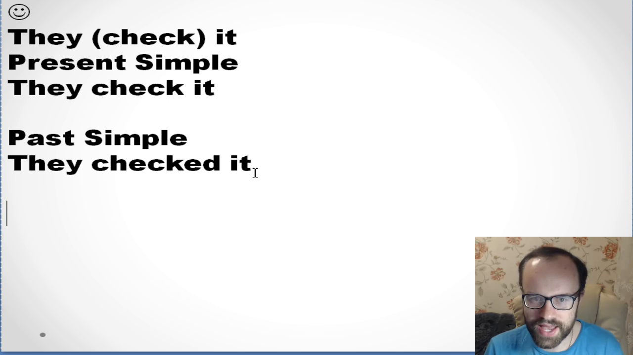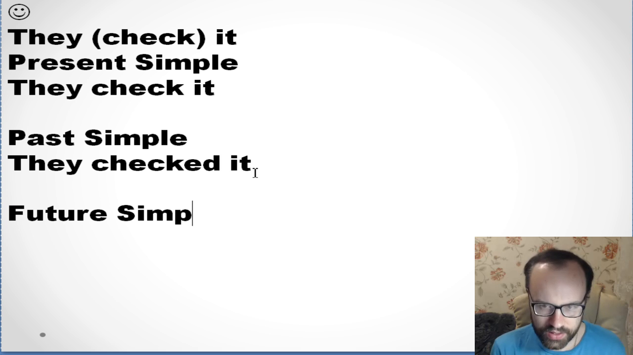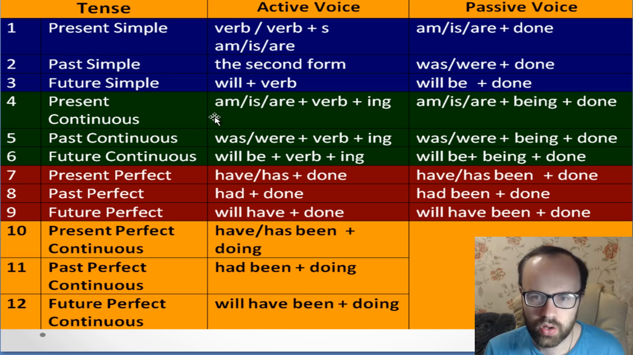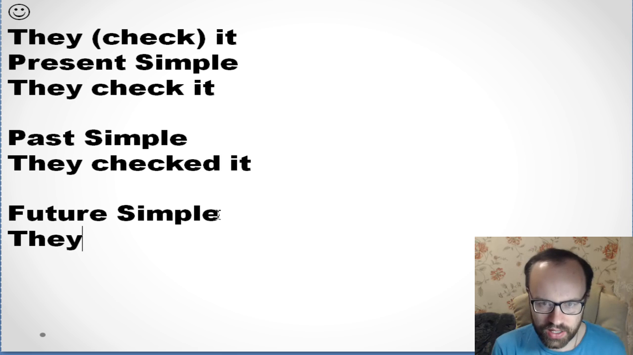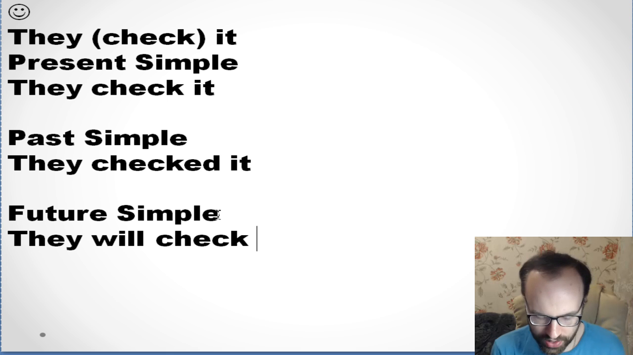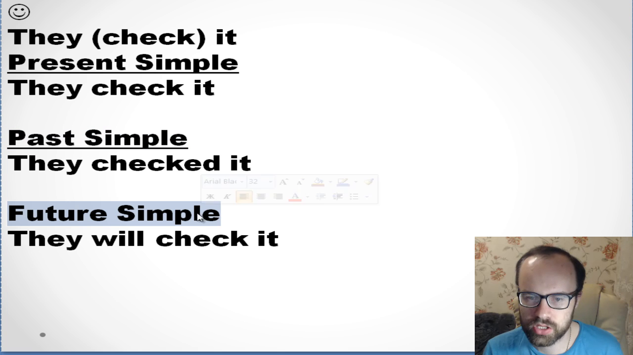Next, future simple. Okay, let's have a look. Will plus verb. So we'll say they will plus verb, check, so they will check it. Okay, my friends, well done. So you see, present simple, they check it; past simple, they checked it; future simple, they will check it.